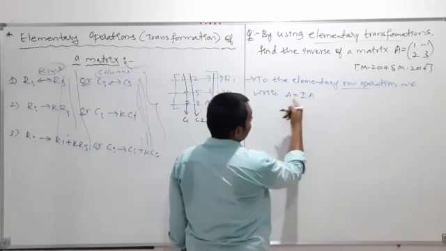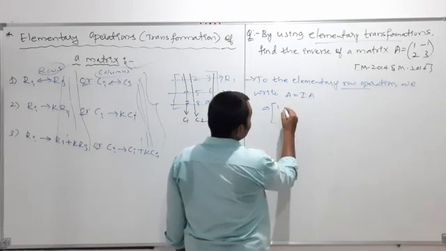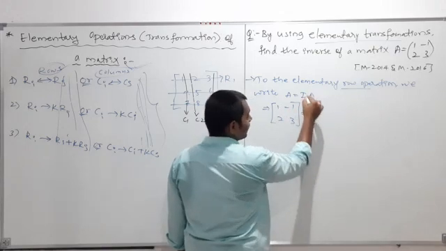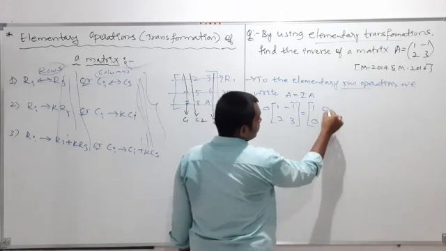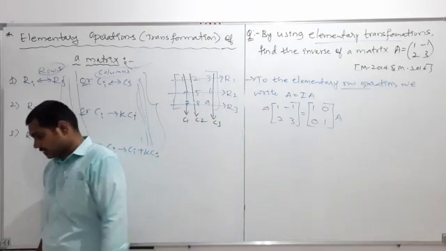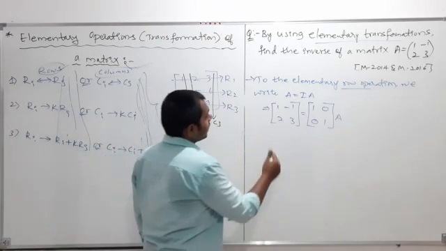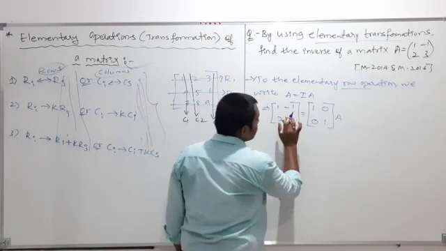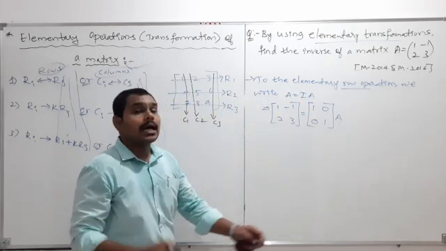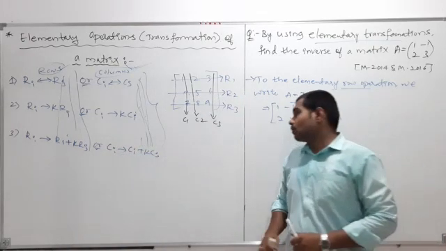So first I write A. What is the matrix A? A is 1 minus 1 2 3, equals, here the identity matrix is 1 0 0 1, and we write the A matrix as it is. Clear? And now, my dear students, my aim is to convert this LHS matrix into the identity matrix. And please keep in mind, when converting into the identity matrix, we will follow some rules.